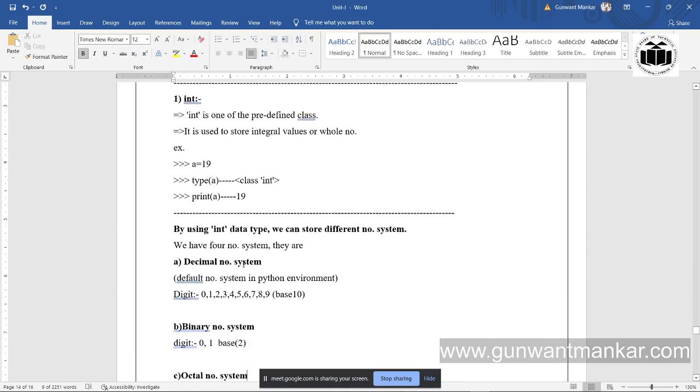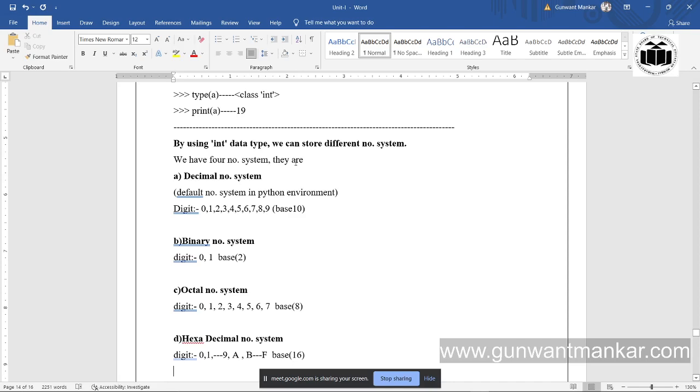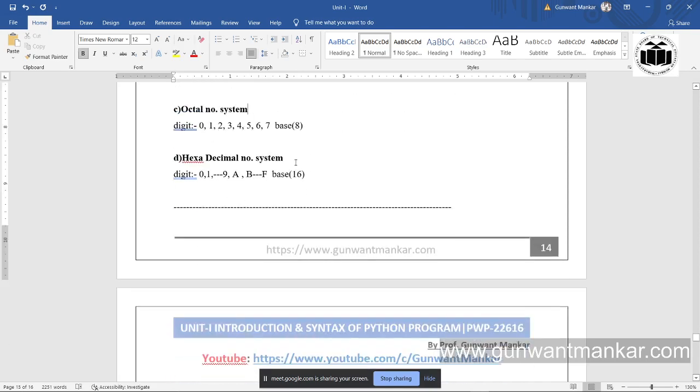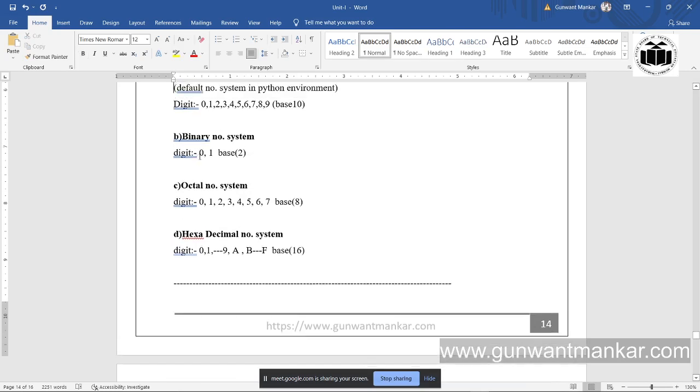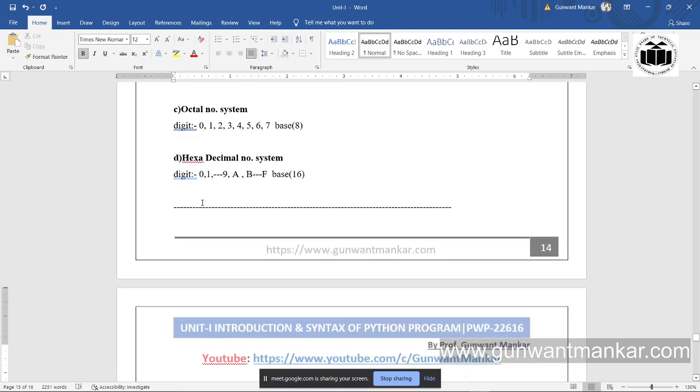And by using the integer category data type you can store different number systems. What are the number systems? Binary number system, octal number system, hexadecimal number system, right? You know very well. In the binary number system only two digits are stored, 0 and 1. In octal, a total of 8 digits we can store, 0 to 7. Hexadecimal has a total of 16, 0 to 9 and A to F.